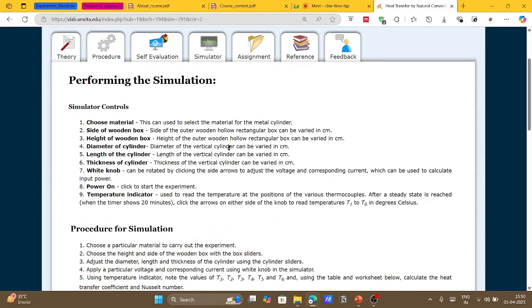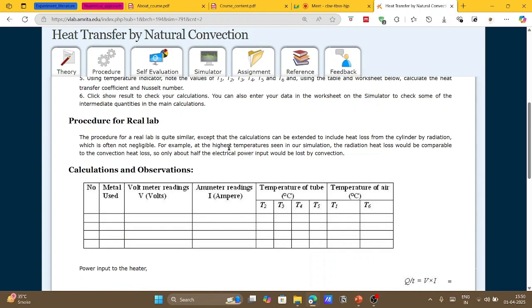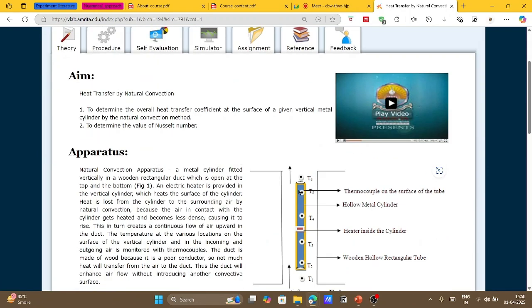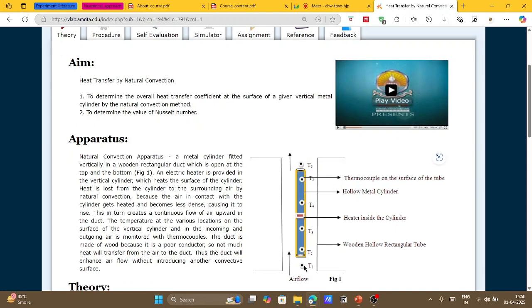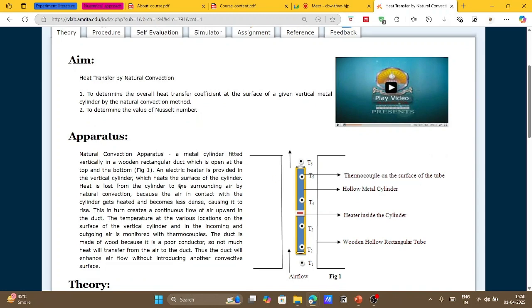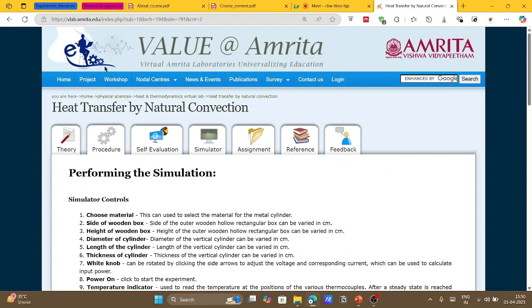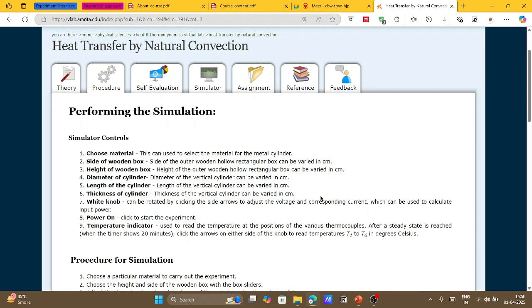The procedure for the experiment is given. So what we will do, T2 to T5 are the metal temperatures, which will give us the hot surface temperature. The average of these four temperatures will give us the hot surface temperature. T1 and T6 are the entry and exit point temperatures of the airflow. The average of these will give us the overall temperature of the surrounding air, the surrounding fluid, right?